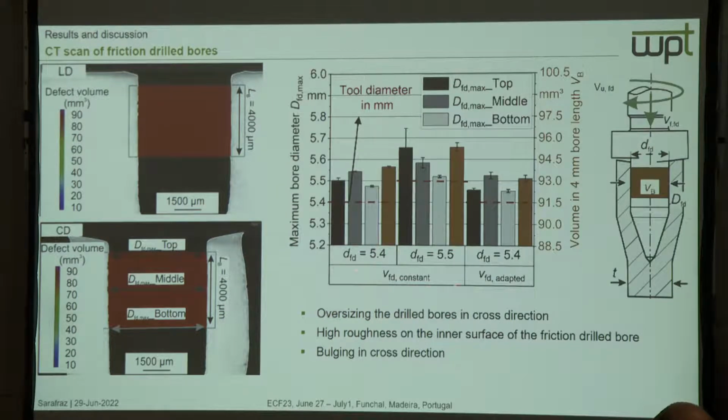After that, we can see here in the diagram the comparison. By increasing the friction drill diameter, we generally have an increase in volume, but the deviation from the tool diameter, shown here by the dashed red line, is not different between them. What we can observe here is the expansion: the maximum bore diameter is at the top of the specimen, which shows that the top of the specimen is expanded from both sides. And by using the adapted speed and reducing the friction drill speed at the beginning of the process, we receive a lower volume in comparison to friction drilling with constant speed.